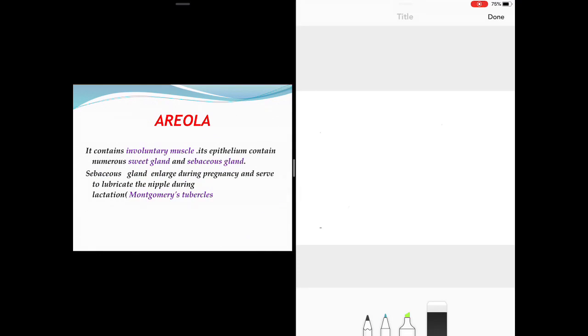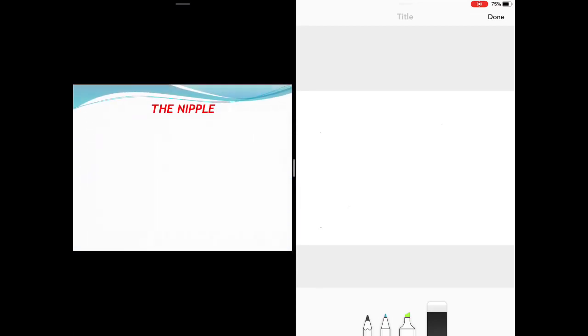The sebaceous gland secretes sebum to lubricate the areola and nipple during lactation of the baby. During pregnancy it becomes large in size and is called the Montgomery tubercle. So by this tubercle we can know whether the patient is pregnant or not. During pregnancy this sebaceous gland is enlarged and becomes the Montgomery tubercle.